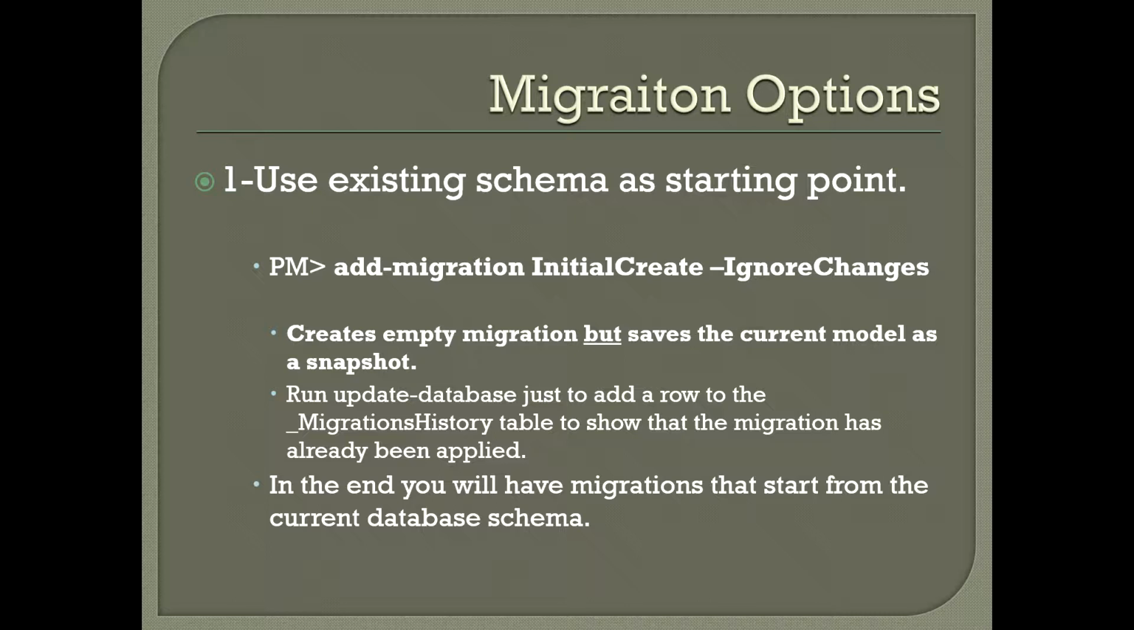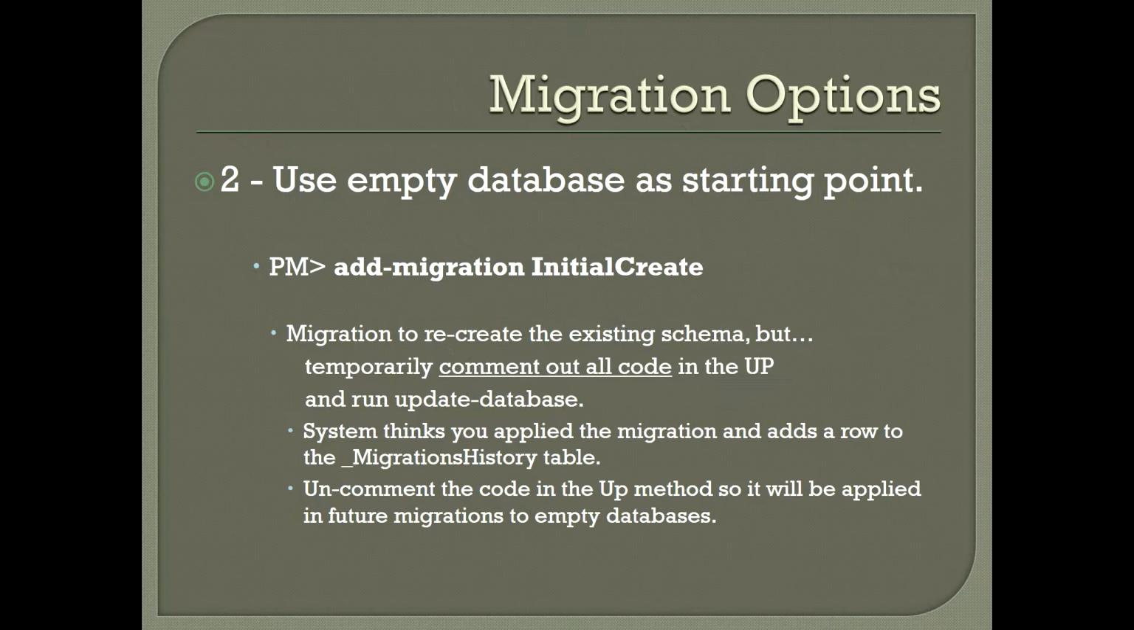But what it does do for us is it makes an entry in the migrations history table with that snapshot. So it does take that snapshot and store it in the database of the current status of the model. So then you can just go forward, and any new migrations you make, you just start making them, add migration, update database, and everything will stay in sync. The second approach, we just say add migration initial create like normal. And it'll have everything there, all the create tables and everything for the current design.